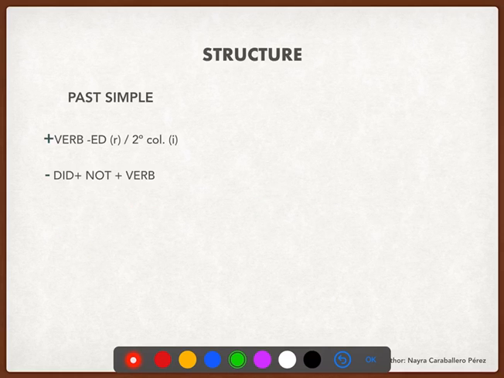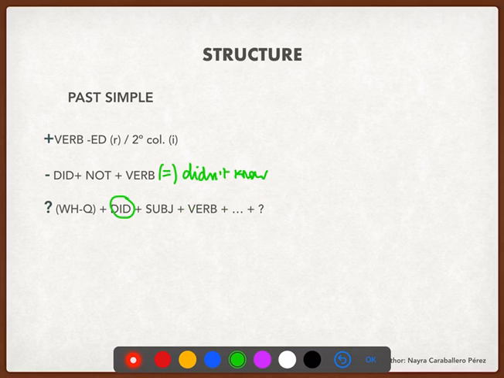And in the negative, we have to write did plus not plus the verb, and the verb is the same. For example, didn't know. Okay? And in the interrogative, pay attention to the auxiliary verb which is did, and the verb again goes equal.